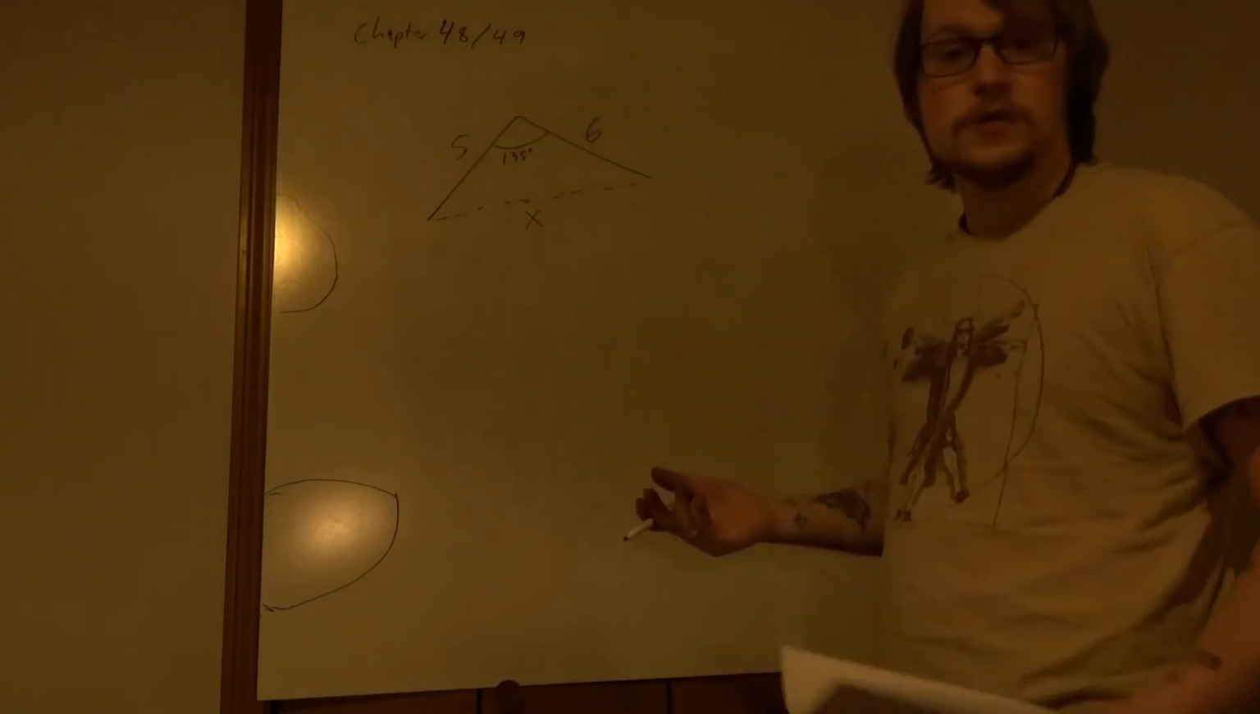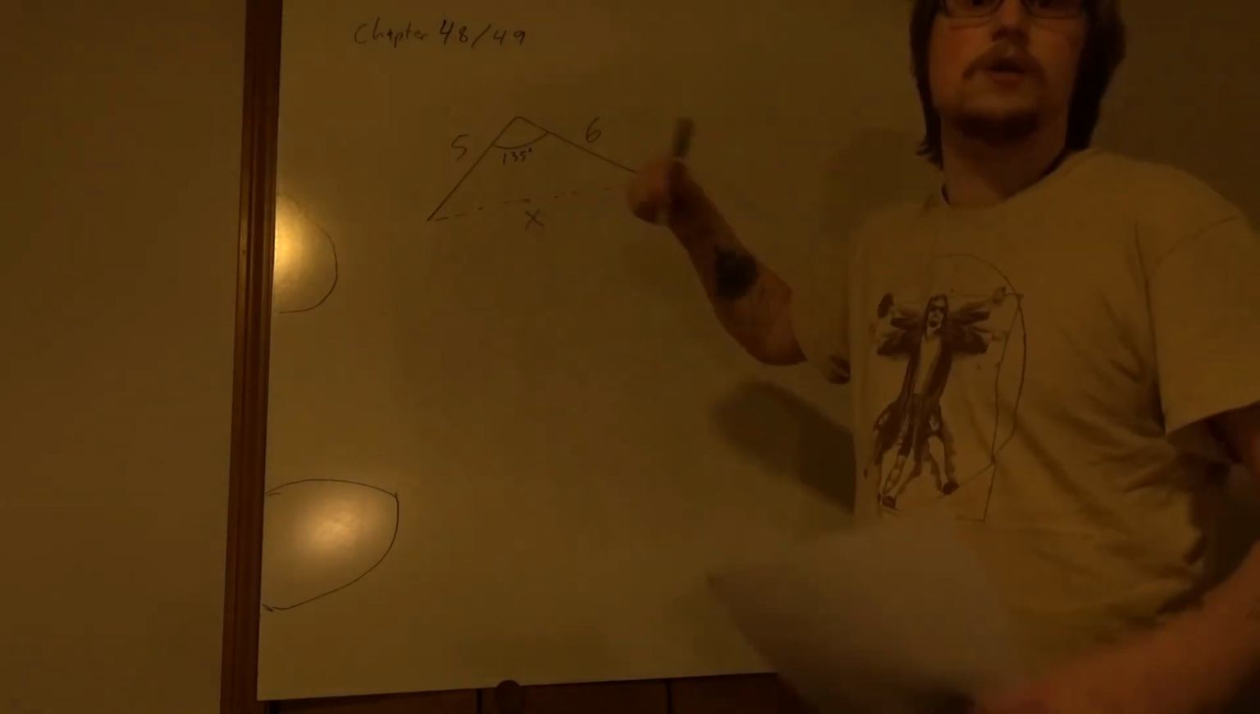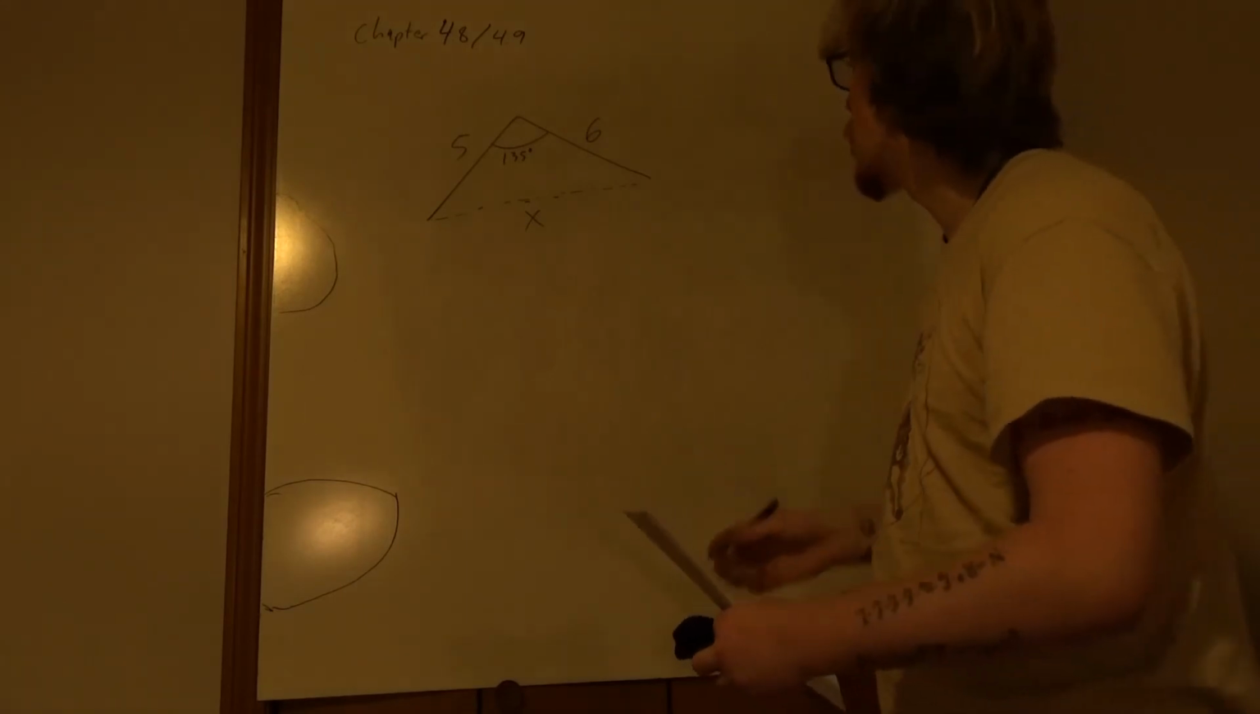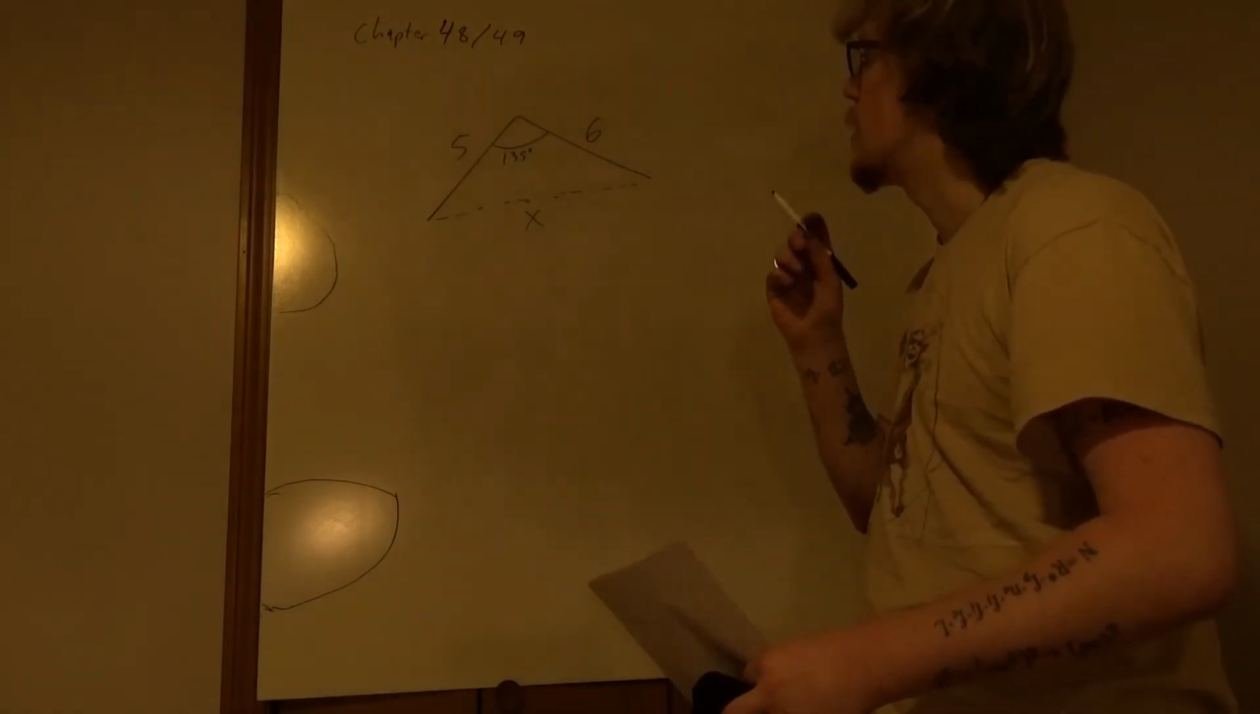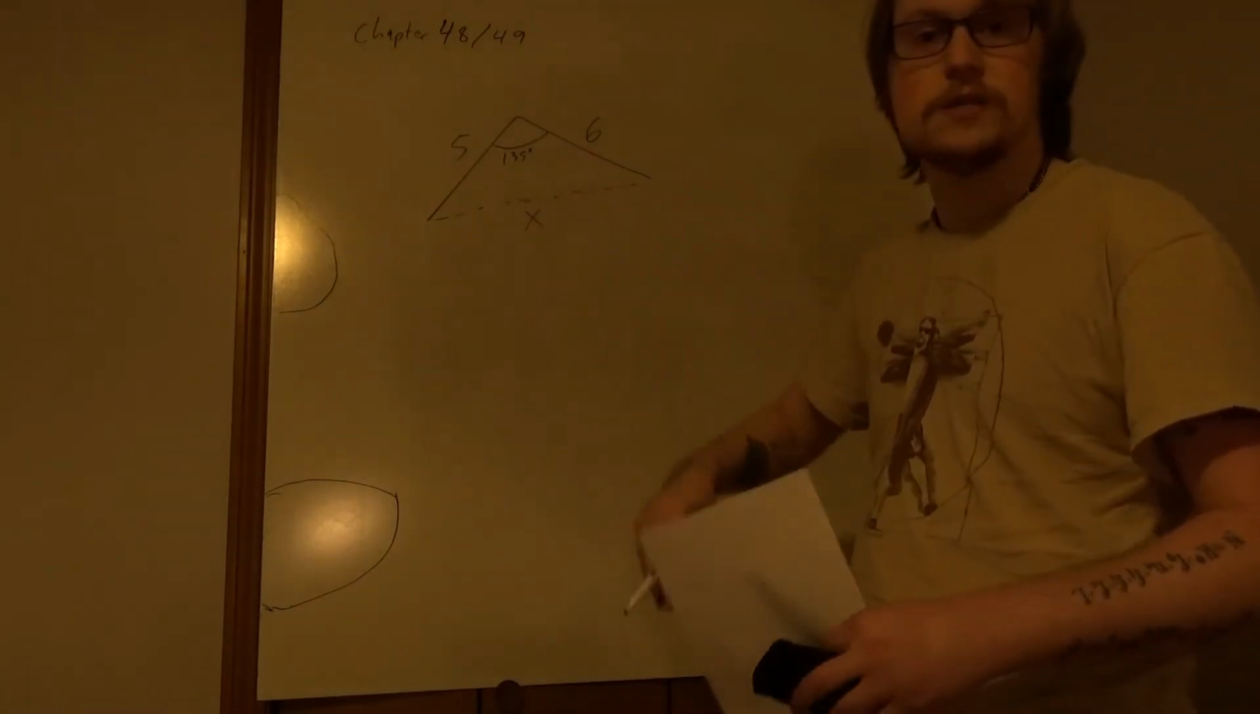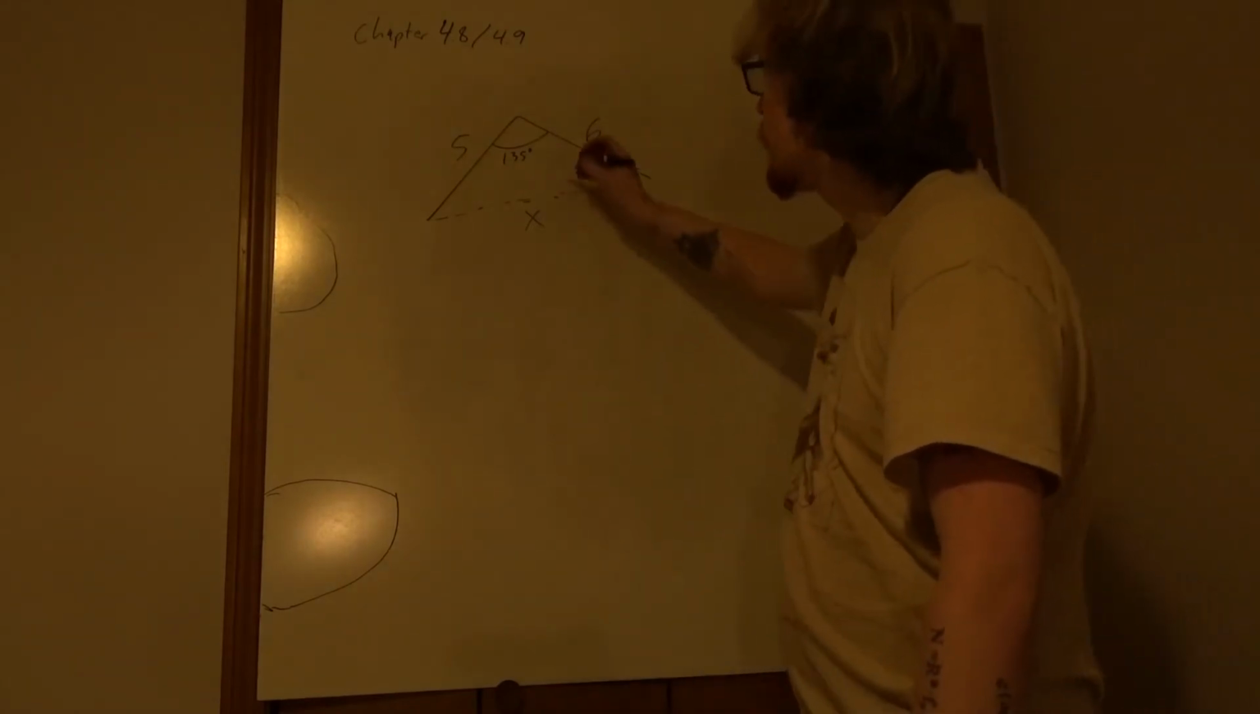So the first step, obviously, is that the angle is given in degrees. We need to convert it to radians. So if we remember, 135 degrees is the same as 3 pi over 4.